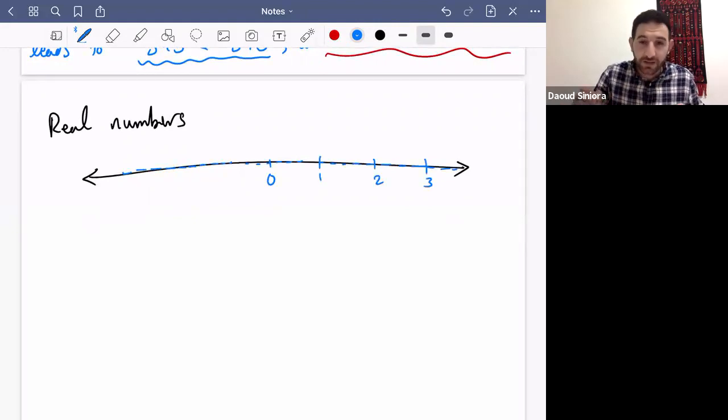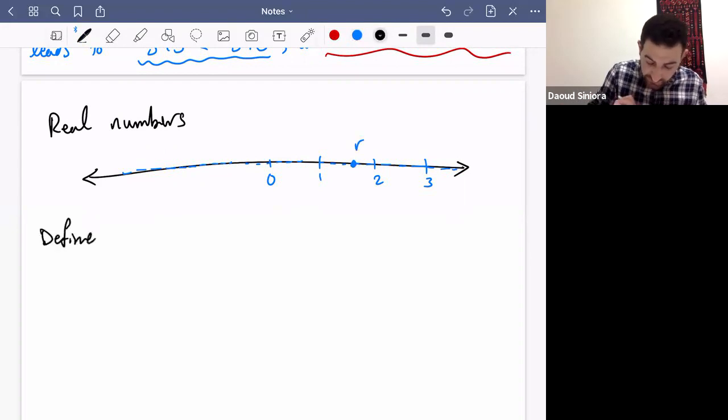Now, if you choose any real number R, say, so choose R. Let's define some terms. So definition.